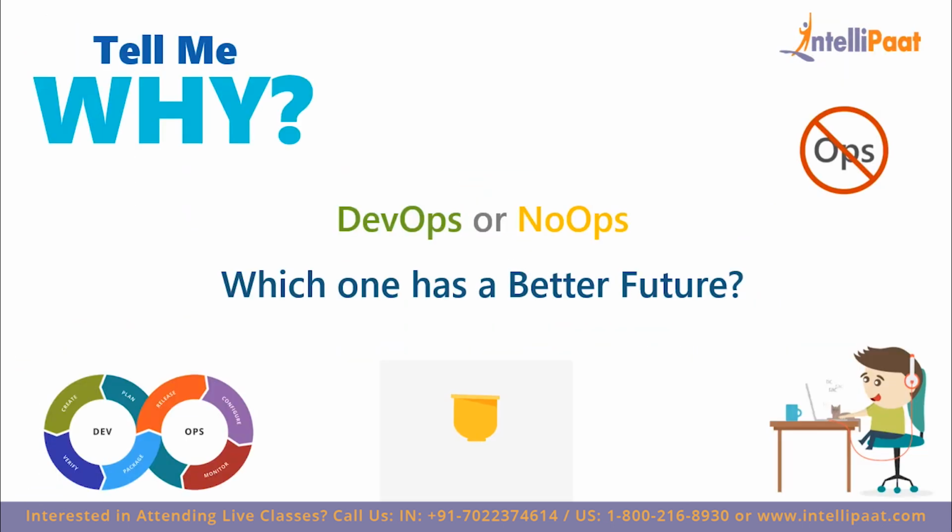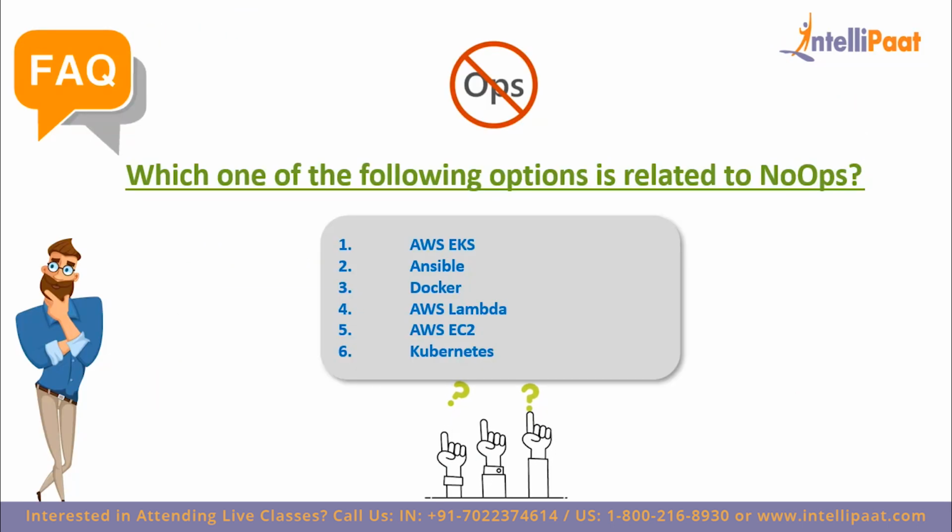Right guys? So now guys, I have a question for you. Which one of the following options is related to NoOps? Is it AWS EKS, is it Ansible, is it Docker, is it AWS Lambda, or AWS EC2, or Kubernetes? You can let us know your answers in the comment section below to know if you're correct.